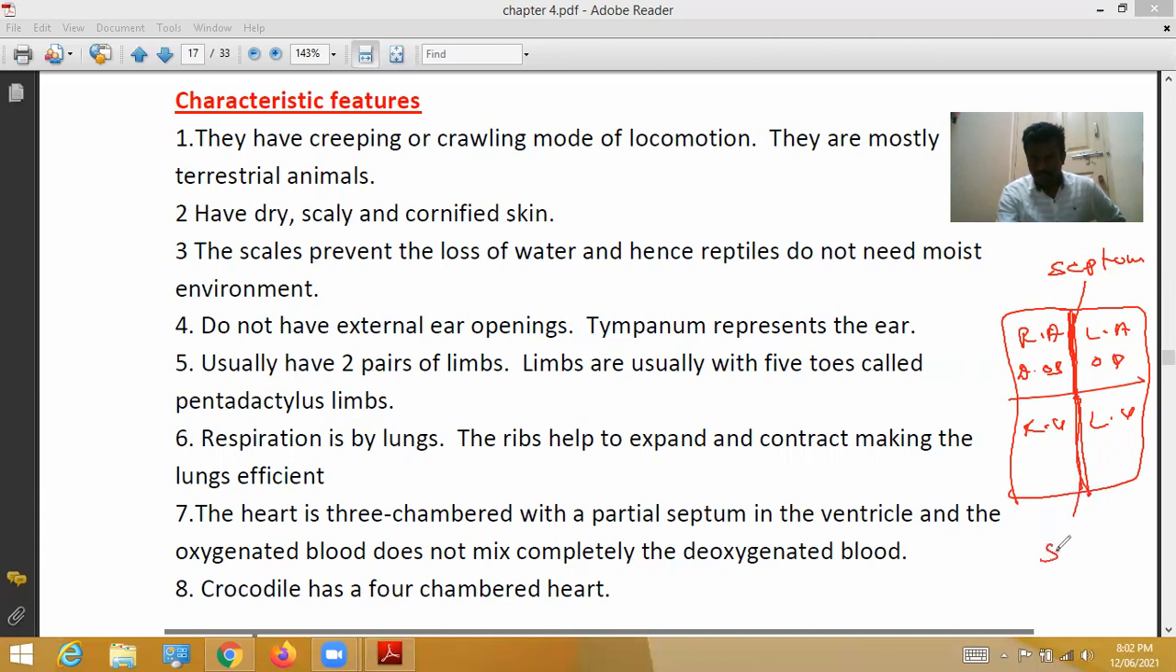This is also the septum. The heart is three-chambered with a partial septum. Three-chambered means it is incompletely divided. Reptiles have an incompletely divided four-chambered heart except the crocodile. Here this is the septum, and it will prevent the mixing of deoxygenated and oxygenated blood. So crocodiles have a four-chambered heart, as I already said.